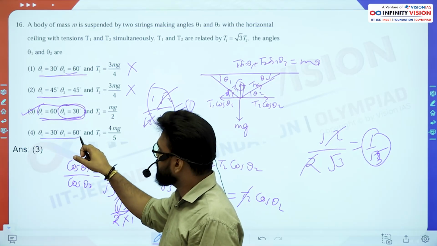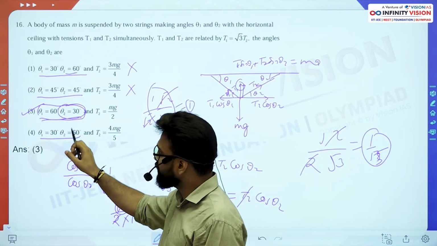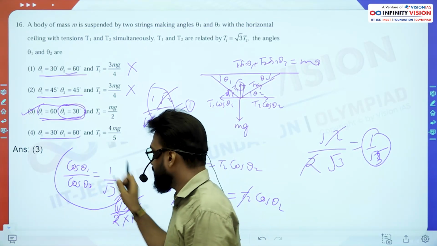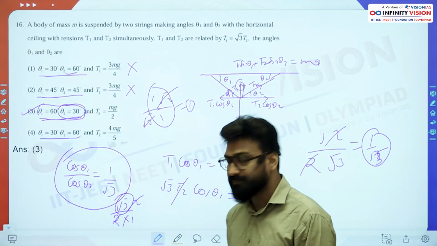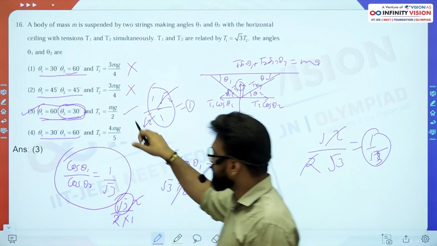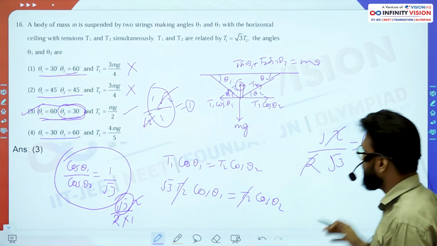Along with this, it also doesn't satisfy. The fourth option is also not true, because cos theta 1 by cos theta 2 must be equal to 1 by root 3. So only the third option is the correct option that you must get, and it satisfies the relation.